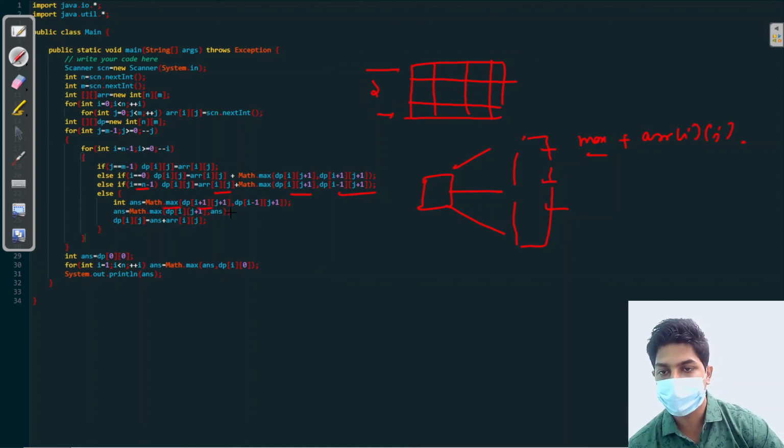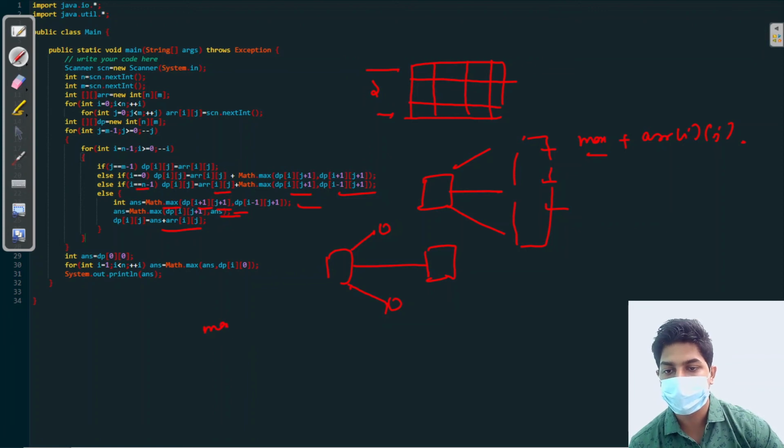In this line we have taken the maximum of the upward row and the downward row. In the next line, whatever maximum we got from these two rows, we have taken the maximum with the horizontal move. After that we have stored the maximum plus whatever gold we have in our cell, that is array of i comma j, in our dp over here.